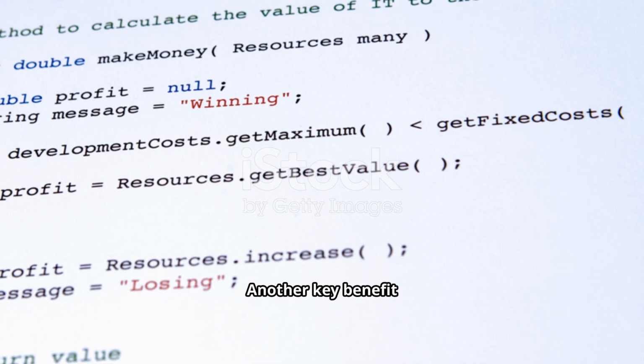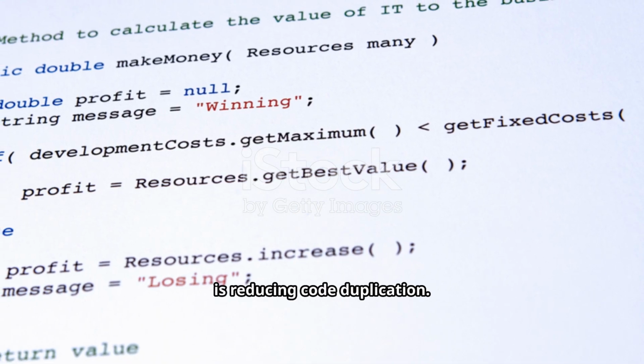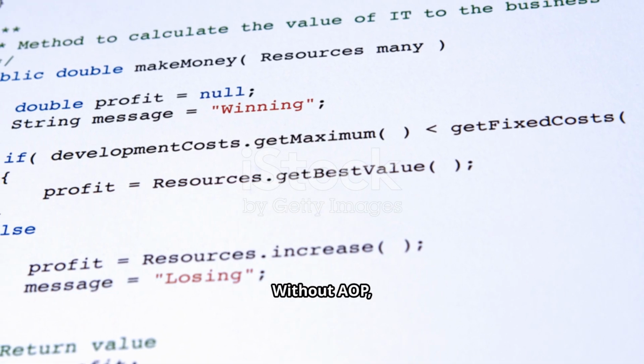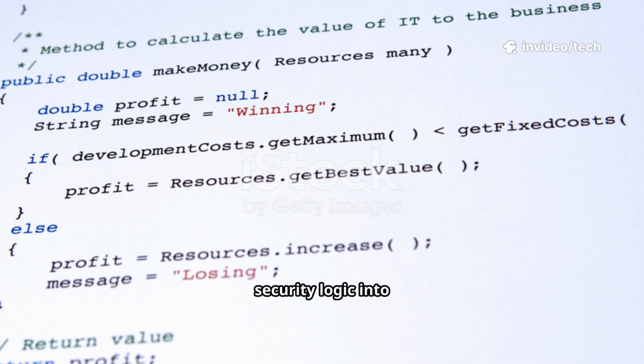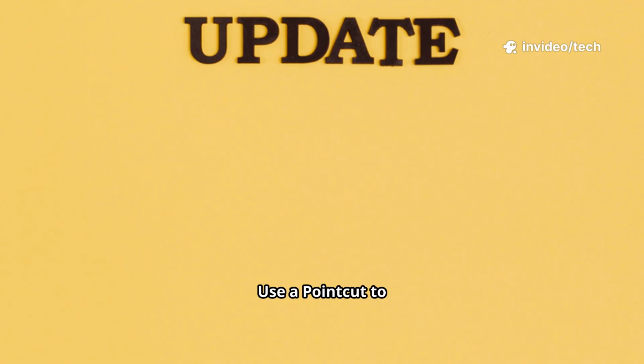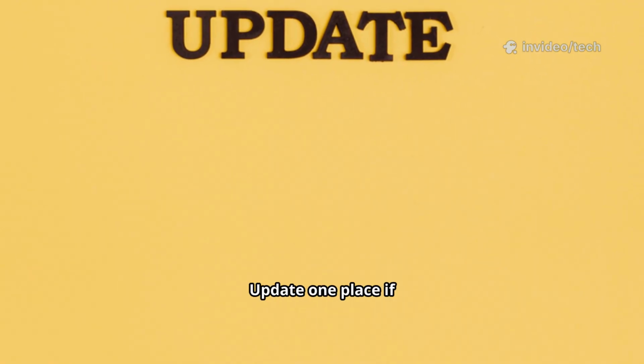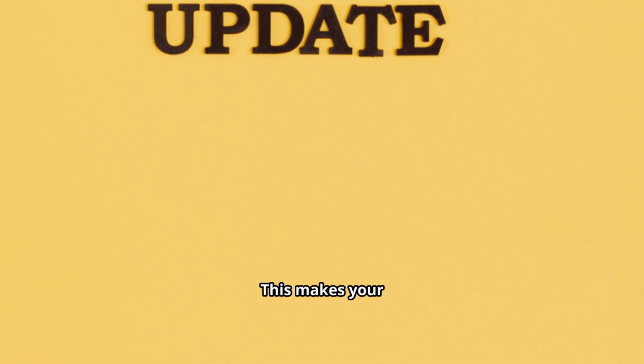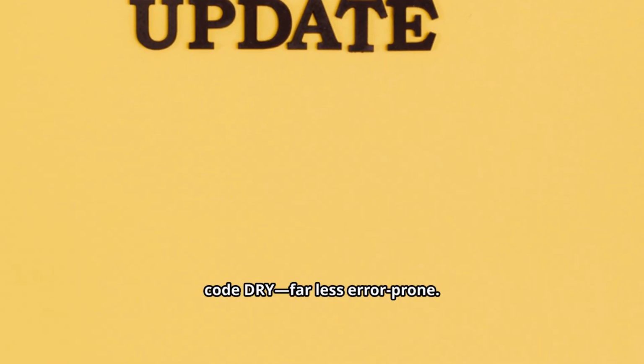Another key benefit is reducing code duplication. Without AOP, you'd copy-paste security logic into each method. With AOP, write the security check once. Use a point cut to apply it everywhere. Update one place if requirements change. This makes your code DRY, far less error-prone.